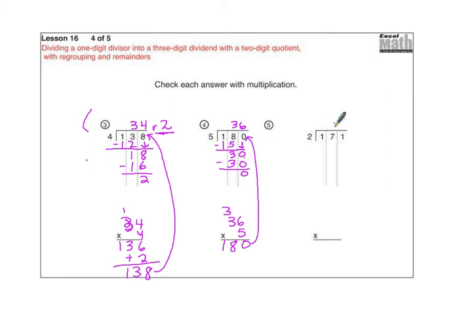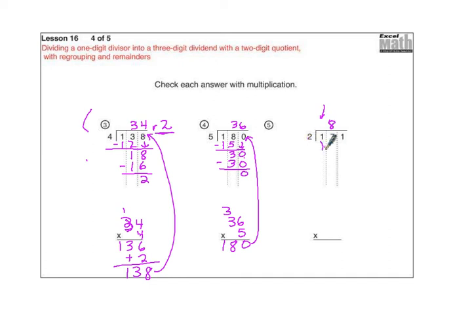2 into 17. 2 times 8. Notice where I'm writing this 8. I did not write it over here. If you wrote the 8 over on top of the 1, you're putting it in the wrong place. You need to keep those digits lined up. It'll become very important as you get into more advanced division problems.